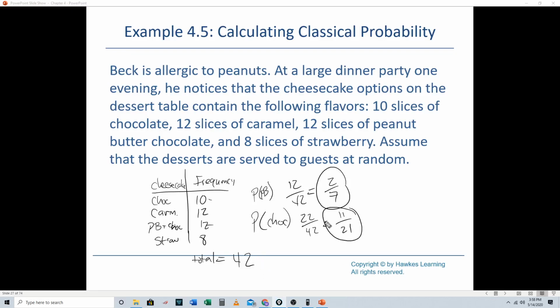Okay. So this is what would be experimental, or no, classical probability, because these are the different outcomes. He didn't actually have to risk getting an allergy. We didn't collect any data there. These are just the total number of options. Here's my total number of choices. These are how many meet certain requirements. How many are just chocolate, how many are caramel, how many are peanut butter and chocolate, how many are strawberry. Okay, so there we go. And that's what a lot of your questions are going to be like. It's that easy.